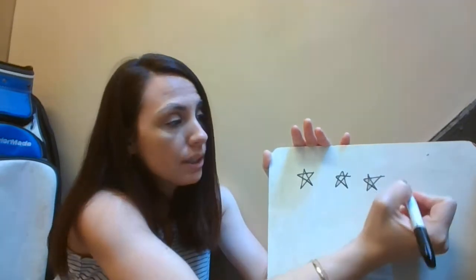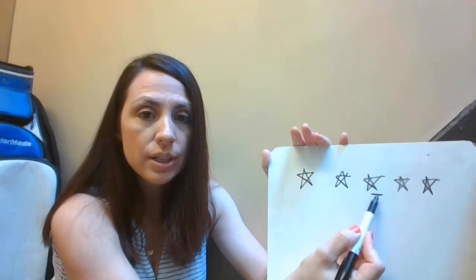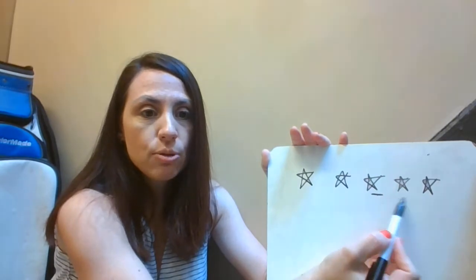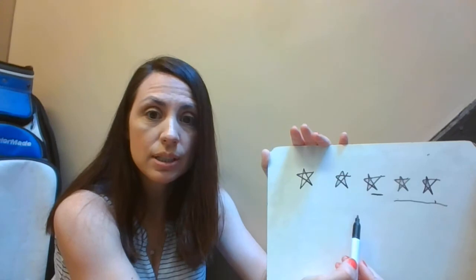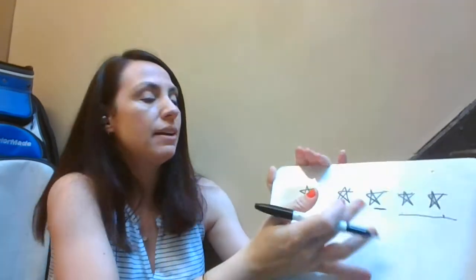So we stopped at 3, 4, 5. So that's counting on. I'm not starting all over. I know my last number was 3, so I just counted on 4 and 5. But here I have 2. That's counting on, okay? 3, 4, 5. Excellent. All right, let's try something else.